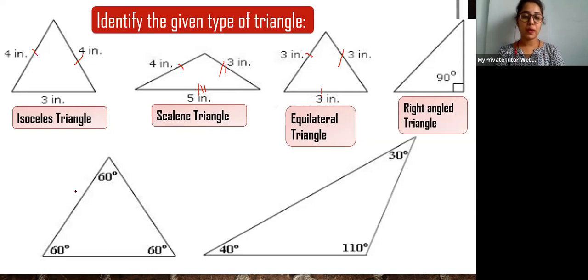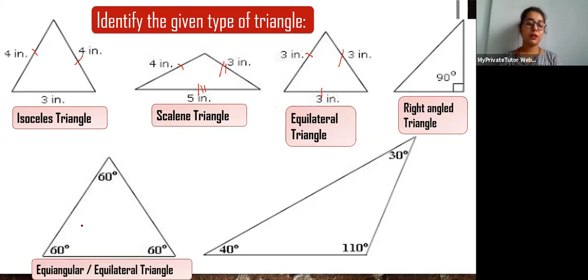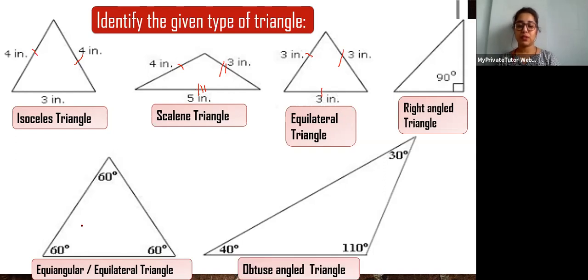Let's look at this one. Next one. Here you can see that all the angles are 60 degrees. So a triangle which has all the angles equal is called an equiangular triangle. This can also be called an equilateral triangle. So this is an equiangular as well as an equilateral triangle.